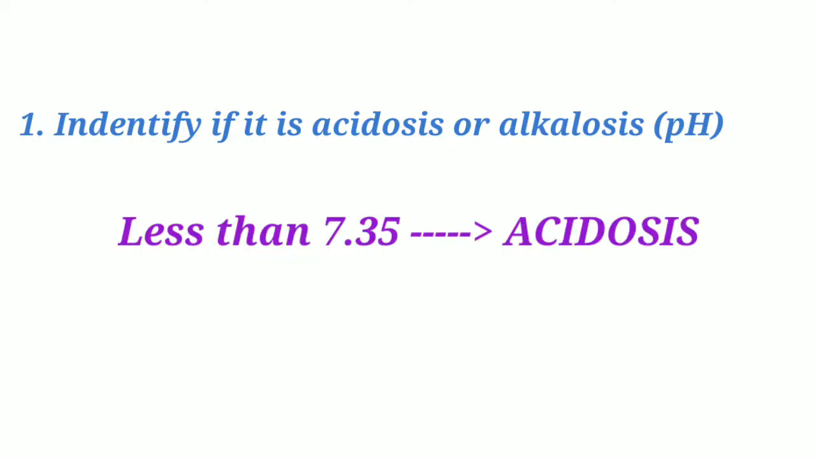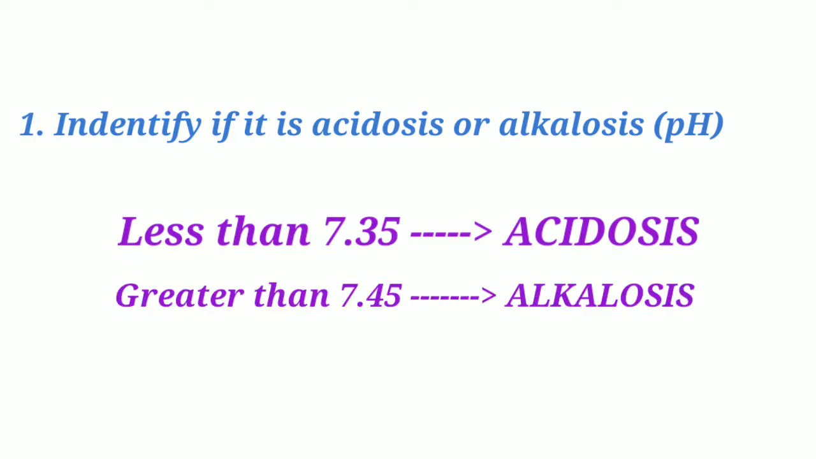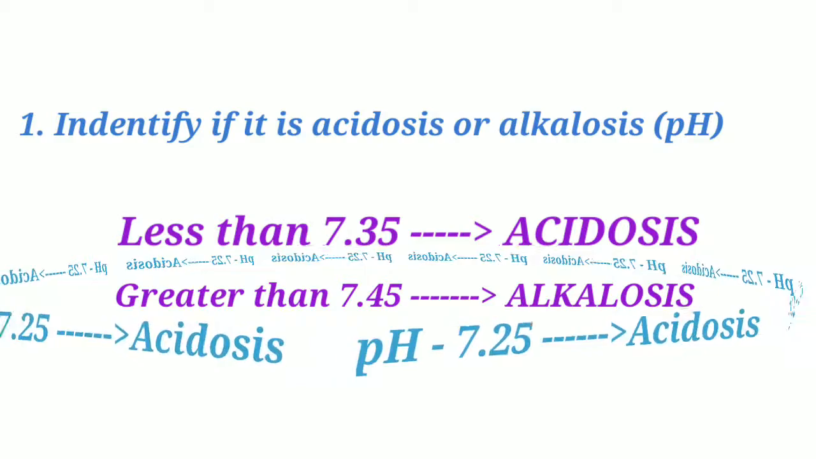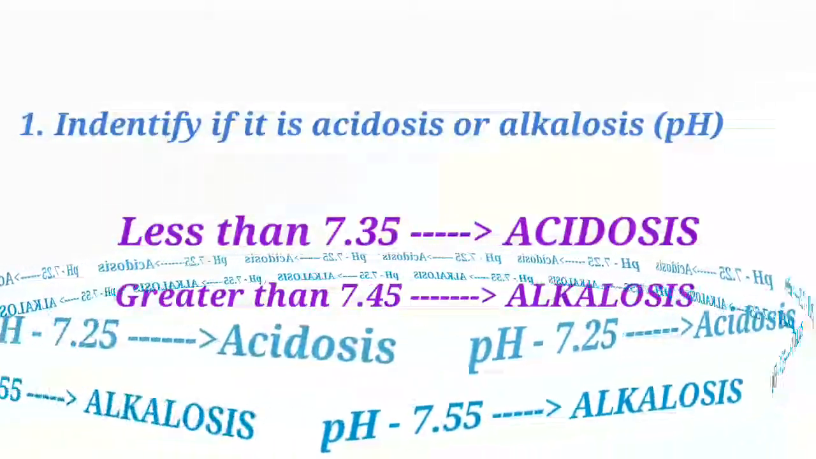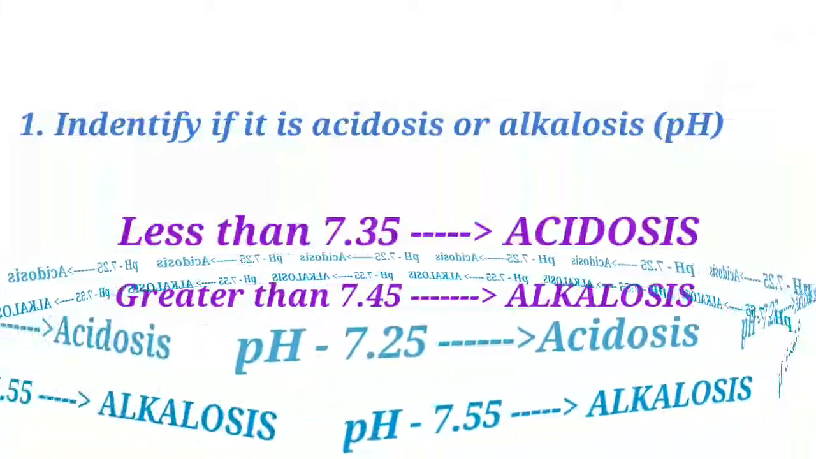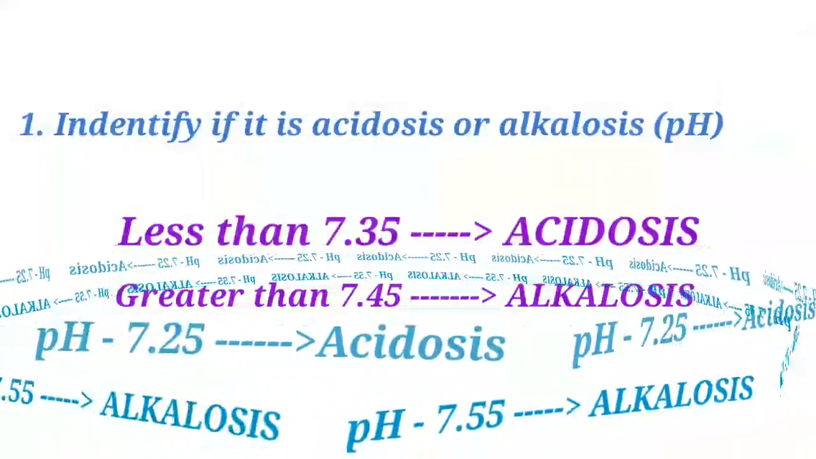The normal value of pH is 7.35 to 7.45. If the value is less than 7.35, it's acidosis. If the value is greater than 7.45, it's alkalosis. If pH is 7.25, it's acidosis. If pH is 7.55, it's alkalosis because it's more than 7.45.